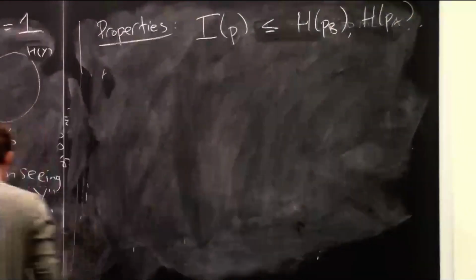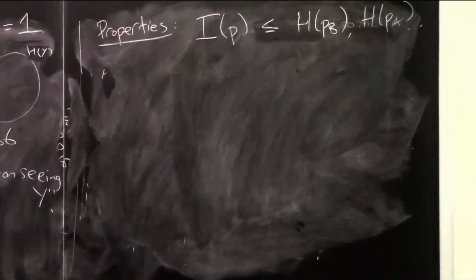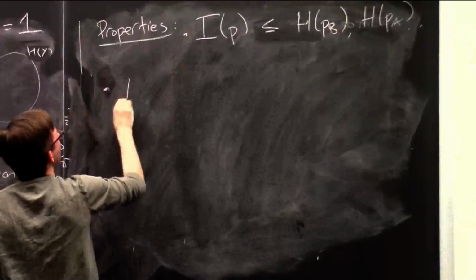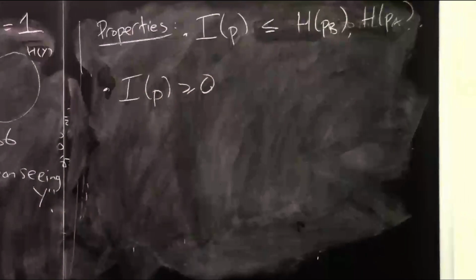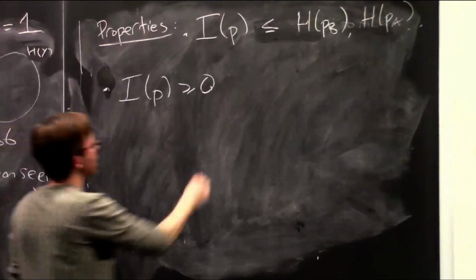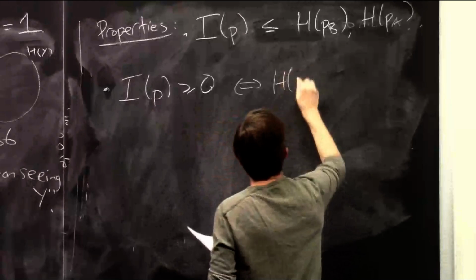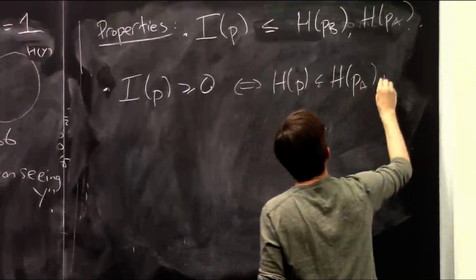So whichever of those is smaller is a good upper bound. And, well, this is another simple thing. A lower bound is 0. I guess if you look at this at first, it's not immediately clear that it's greater than or equal to 0. And that's equivalent to saying that the entropy of P is at most the sum of the entropies of X and Y.